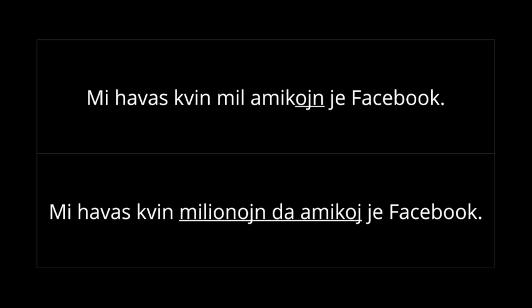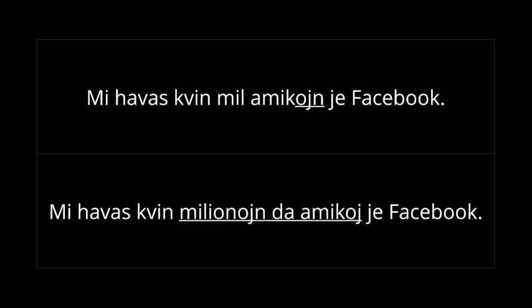Suppose I want to say I have 5,000 friends on Facebook. I would say, mi havas kvin mil amikojn je Facebook. The friends are what I have, so they're the direct object of the sentence. So it's marked as plural and accusative. Kvin mil is just a number, and numbers don't inflect, so there's no J's or N's on them.